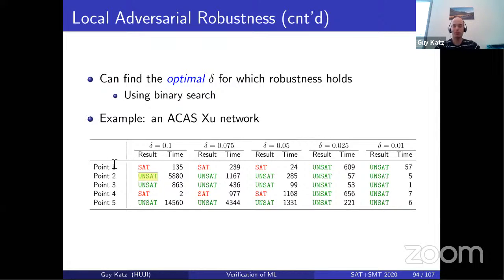On the other hand, for point number 1, you can see that the optimal delta is somewhere between this amount and this amount. Here the query was unsat, so the network could not be fooled. But once you increase the amount of noise, suddenly an adversarial example exists. So the optimal delta is somewhere between these two values, and you can continue with binary search to find it up to the precision that you care about. This really lets you assess the robustness of your neural network at various points, even against attacks that you don't know yet.